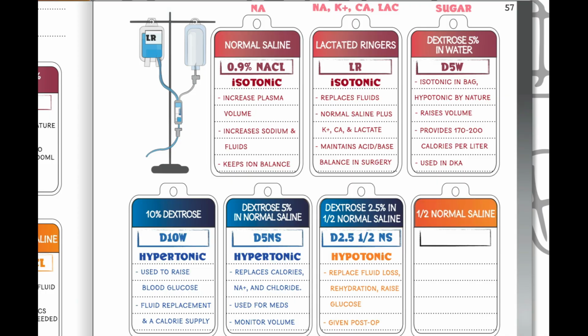And our next fluid bag, I think I already gave away what it is: half NS. This is going to be noted as 0.45 normal saline or sodium chloride. This is a hypotonic solution. So this is going to help increase the total volume without giving too much sodium like our 0.9 NS. This is a lower concentration though than our human body, like we've been talking about.